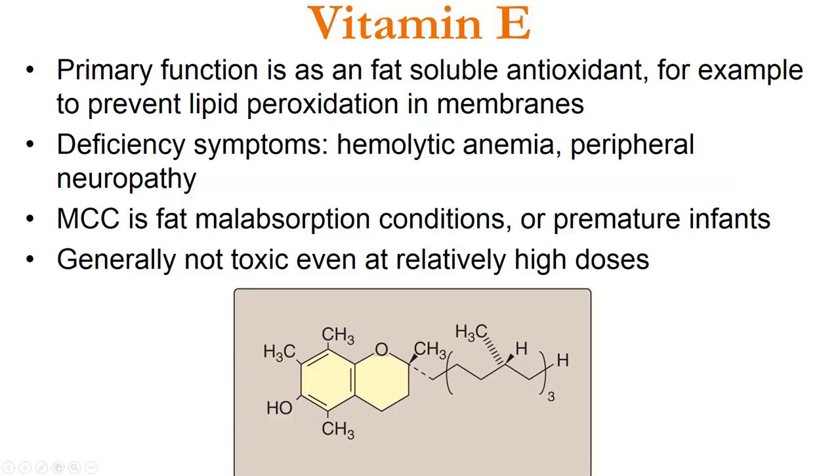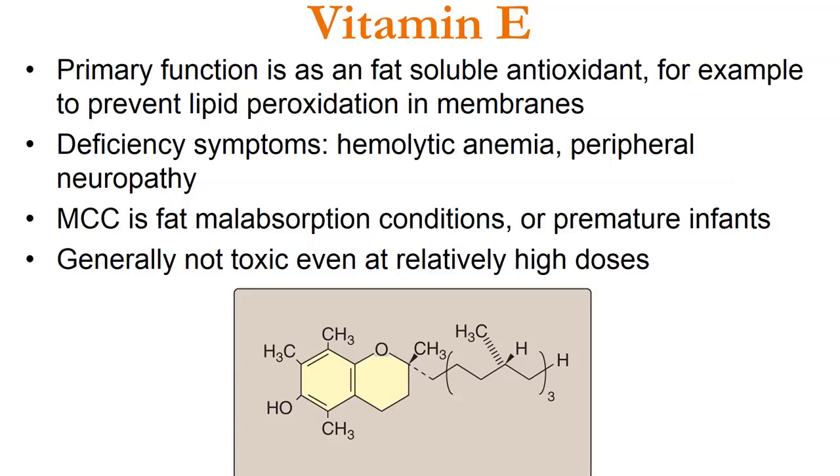Vitamin E is going to be the last one. Its primary function is as a fat-soluble antioxidant. So that's actually going to prevent lipid peroxidation. Our vitamin C was a good example of a water-soluble vitamin that was an antioxidant. This is our fat-soluble antioxidant. Fat-soluble antioxidants are going to protect fats. They're going to protect membranes.